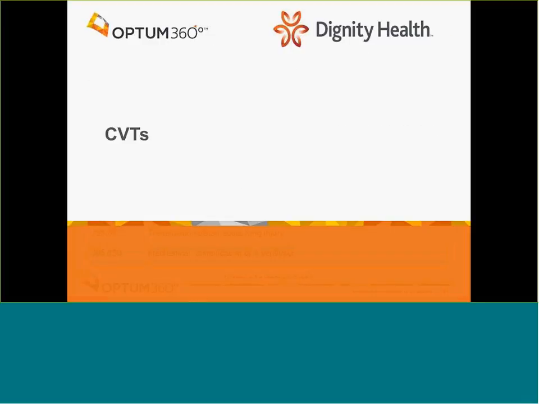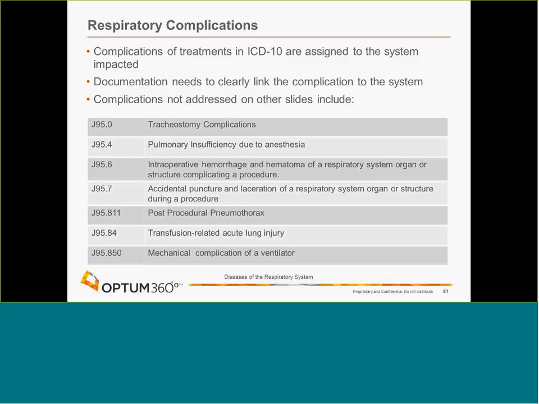All right. Some complications, I know we talked about that earlier, but I've got some things here specific to this category. We've got trach complications. We've got pulmonary insufficiency due to anesthesia. We didn't see that in the other listing of respiratory issues that I had up before. We have intraoperative hemorrhage and hematoma of a respiratory system organ.